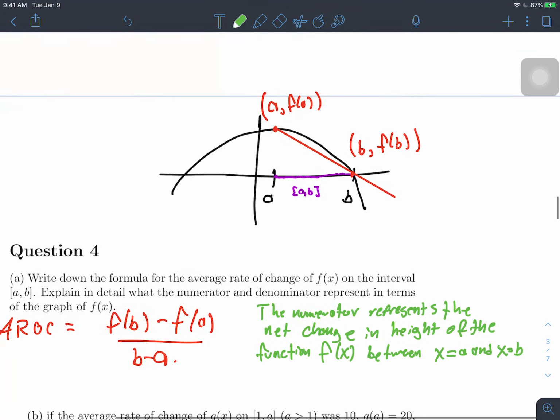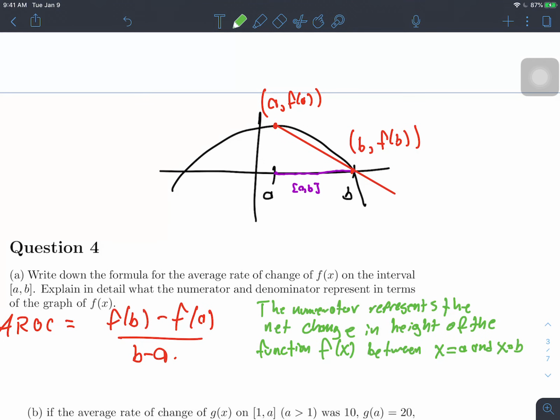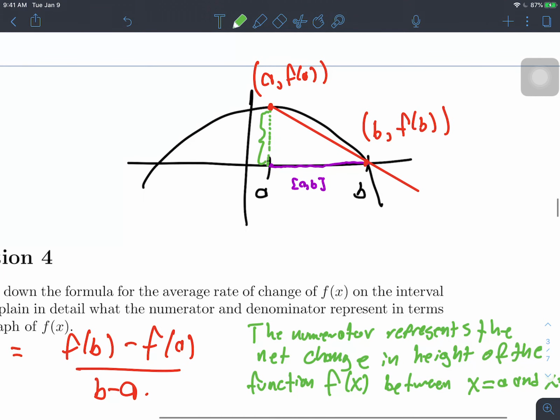Okay, so what I'm talking about here is this distance right here. Okay, the difference in height between these 2 points.